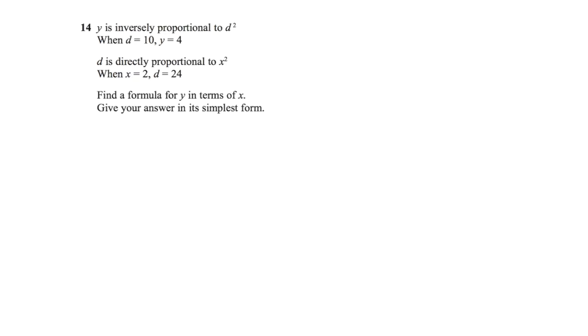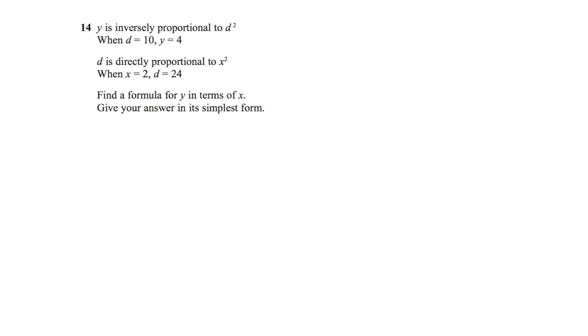Question 14. Y is inversely proportional to d squared. When d equals 10, y equals 4. D is directly proportional to x squared. When x equals 2, d equals 24. Find a formula for y in terms of x. Give your answer in its simplest form.